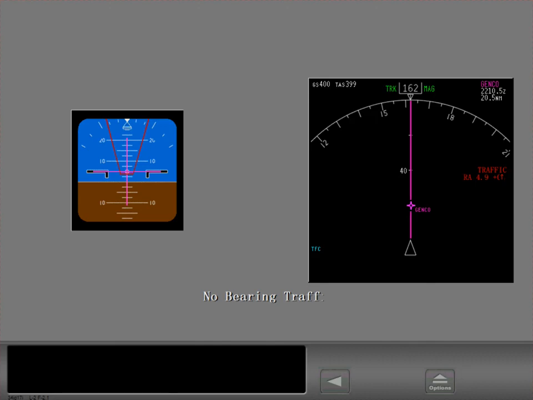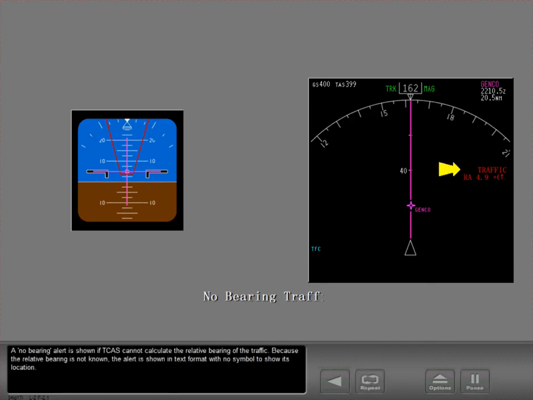Descend, descend, descend. A no bearing alert is shown if TCAS cannot calculate the relative bearing of the traffic. Because the relative bearing is not known, the alert is shown in text format with no symbol to show its location.